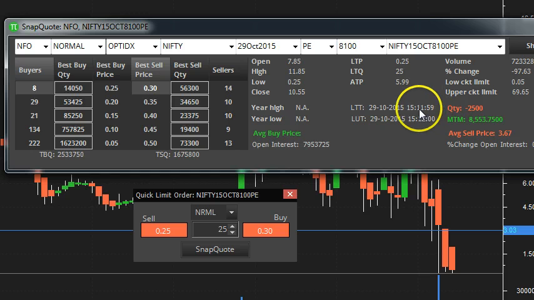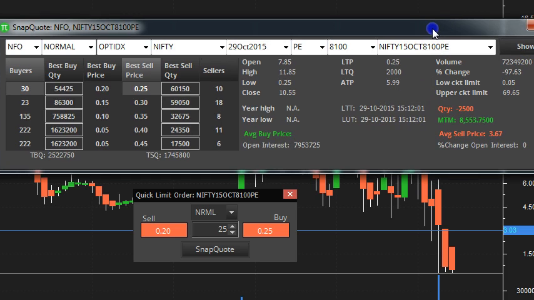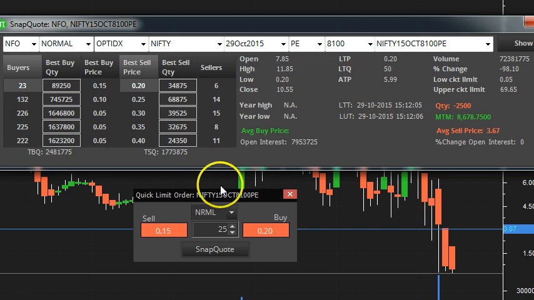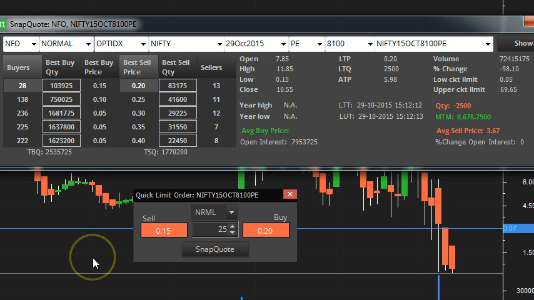The time is now, you can see in the snap quote, 3:11, 3:12. So what I'll do is I'll pause the recording again. I'll start recording again close to 3:20, and I'll show when the MIS order will get auto squared off at around 3:20 to 3:22. So I'll start the recording again at around 3:18 or 3:19.